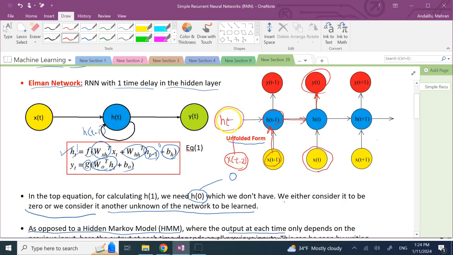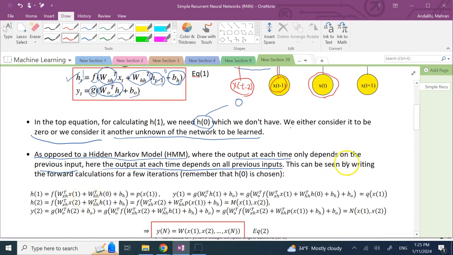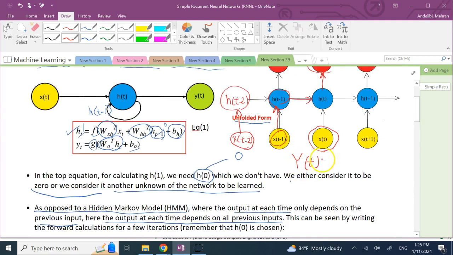Fed into h of t minus 2, which itself affected h of t minus 1, which itself affected h of t. So all of these previous x's or h's are going to affect the y's. Okay, so that is one major difference between an RNN and a hidden Markov model, where y of t is only a function of what? A function of, and you might not want to use h, some other letter, w, of only x of t, and maybe x of t minus 1. Okay? Yes, or just x of t.